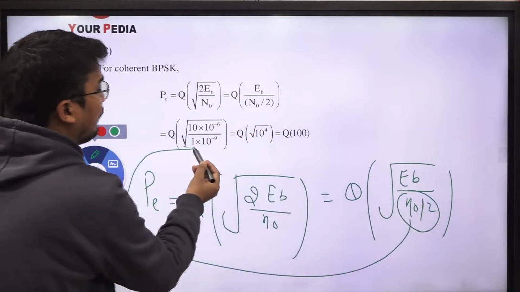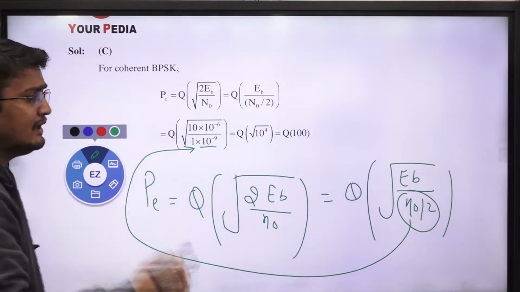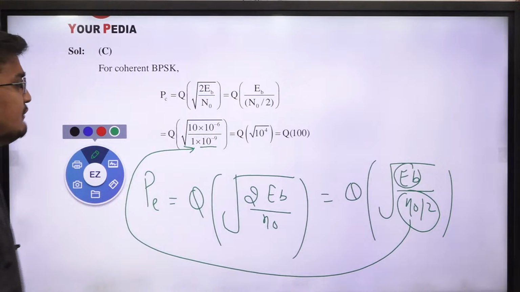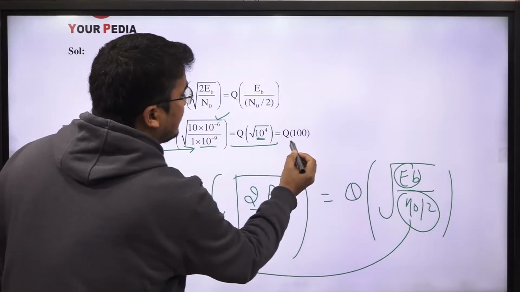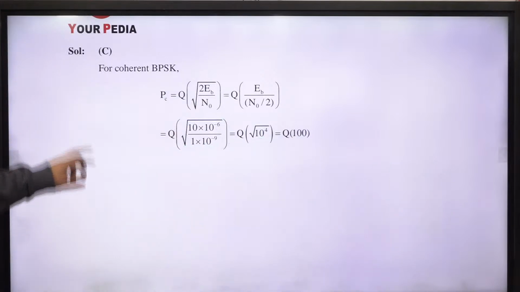That was in nanowatt per hertz, that's why I converted nano into 10 to the minus 9. And the bit energy was, I guess, 10 microjoule. I converted it and put it here. You will end up getting Q of under root of 10 raised to power 4. It will be Q of 100. So the answer will be C, right? Moving ahead with the next question.